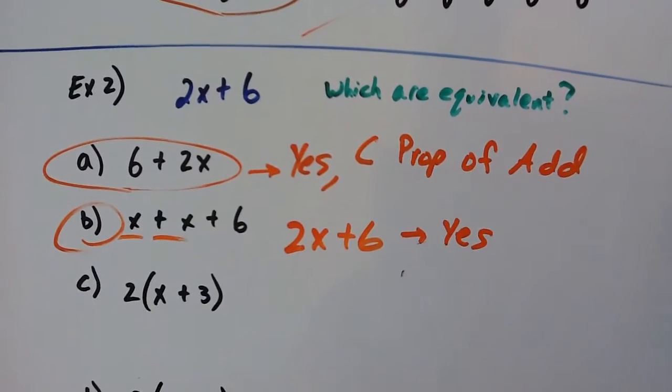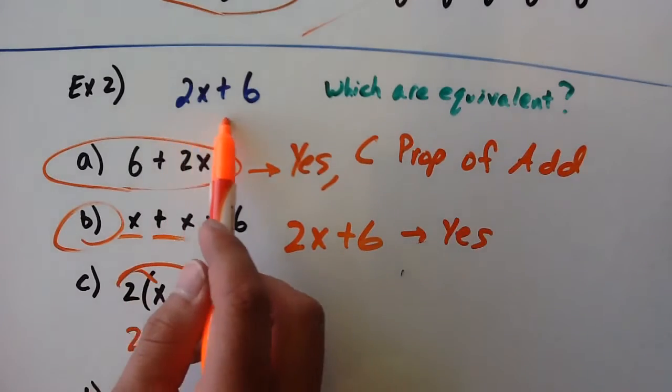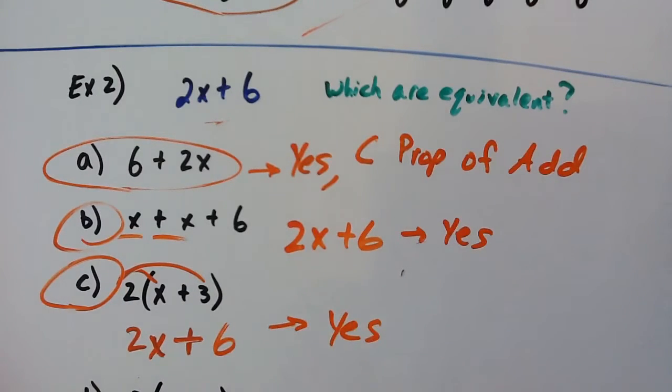Letter C, let's simplify this expression. I have 2 times a sum, and the number 2 next to a set of parentheses signifies multiplication. So let's use the rainbow to simplify. 2 times x is 2x. I'm adding. 2 times 3 is 6. So when I simplify this expression, I get 2x plus 6, which is what I started with. So C is also equivalent. It has the same value.